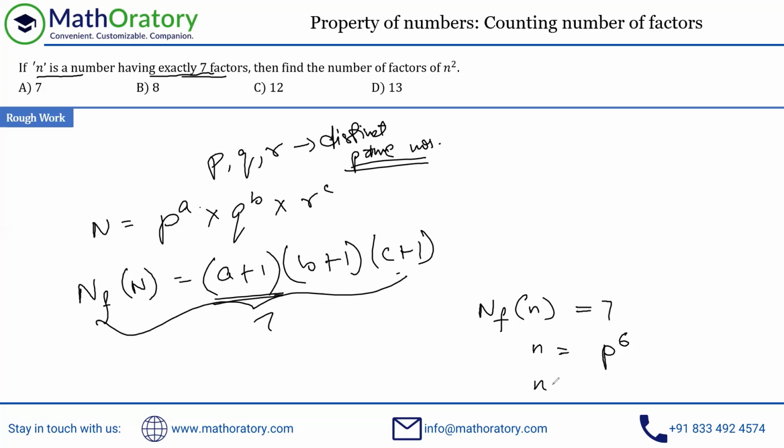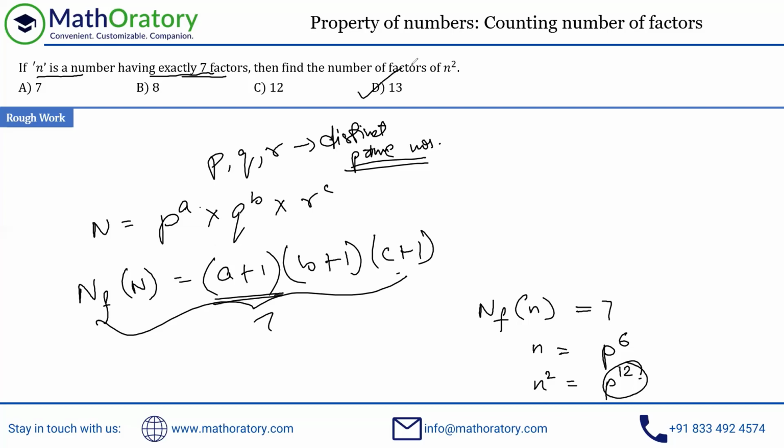Same idea, n square will be the square of this, so that is p to the power 12, right? And just use this idea, the direct one in this case. So p to the power 12 will have 12 plus 1, because p is a single prime number, so we can do that. So p to the power 12 will have 12 plus 1, that is 13 factors. So pretty straightforward question.